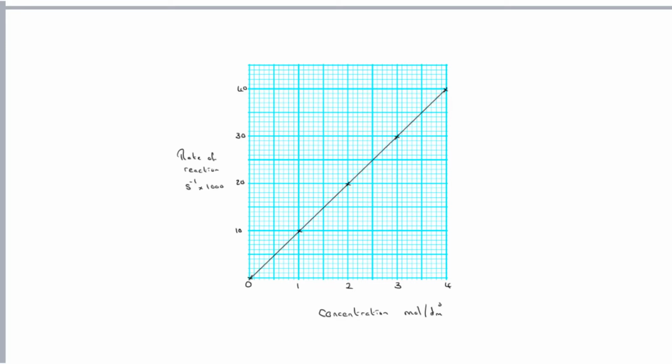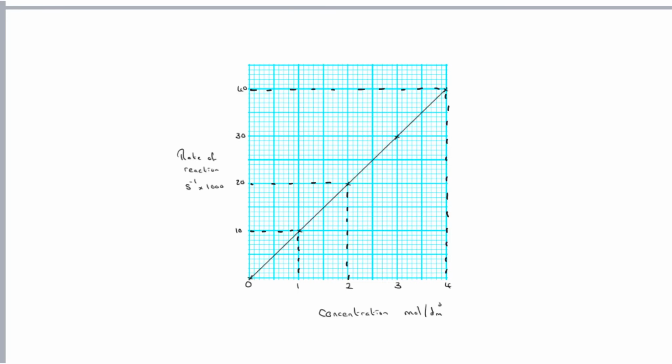Now let's have a look at the rate of reaction at different concentrations. So what we can see here is when the concentration is 1 mole per dm cubed, the rate of reaction is 10. 2 moles per dm cubed, the rate of reaction is doubled, it's 20. And if we double the concentration again to 4, the rate of reaction is once again doubled to 40.